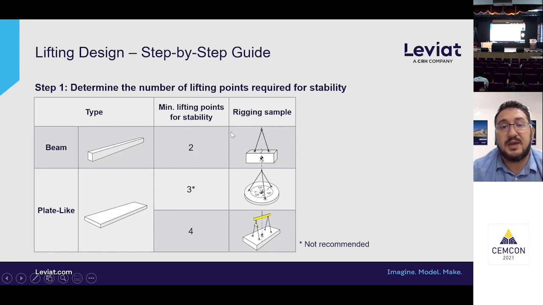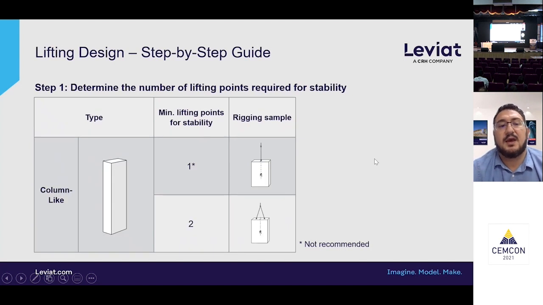Now, for a beam element, generally 2 lifting points is sufficient if they can withstand the load. Whereas for plates, unless it's an unusual shape, you can probably go down to 3, but it's not recommended. We generally recommend at least 4 for the most common types of wall panels. And for column elements, you can get away with 1 lifting point if the load is quite small, and there's still plenty of redundancy in the design. However, at least 2 fixing points is recommended.